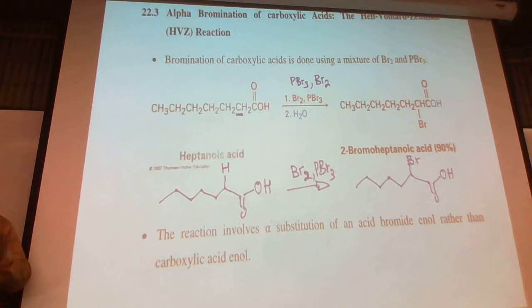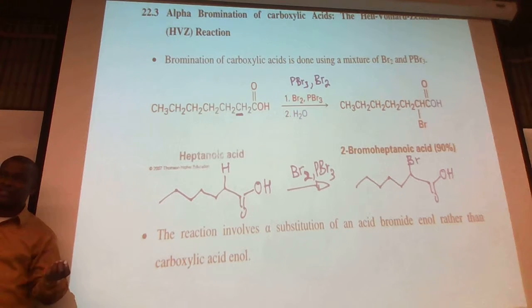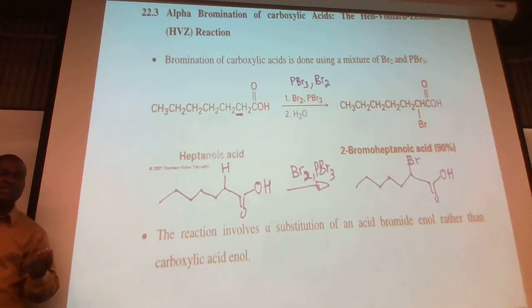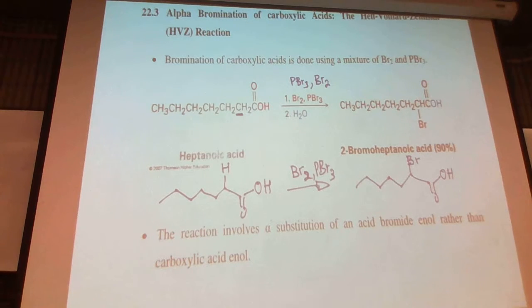The reason is because the PBr3 will first convert the OH functional group that you have in the carboxylic acid to Br, and that will make the alpha hydrogen very acidic so that you can remove it. So that's the reason. But you'll see it in the mechanism on the next page.